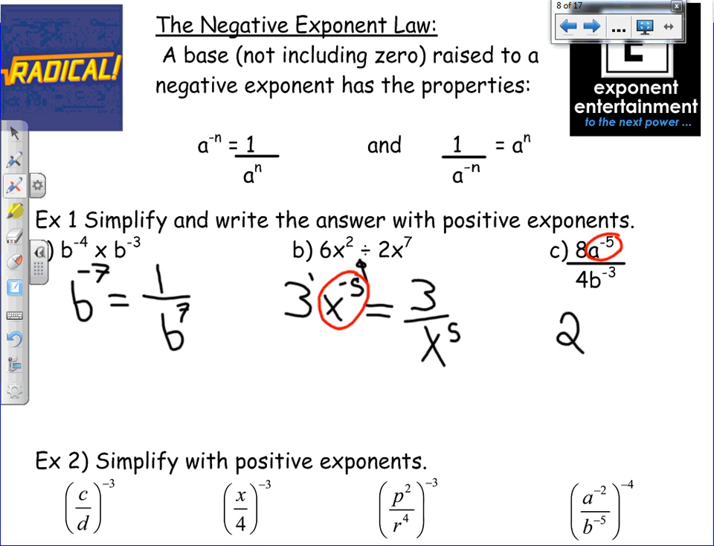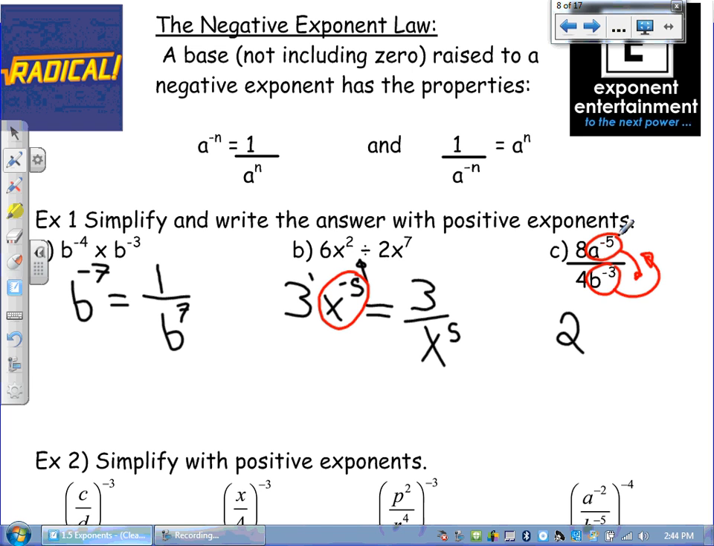So it would be 2 e to the power of 3 divided by 8 to the power of 5. Any questions on that one?